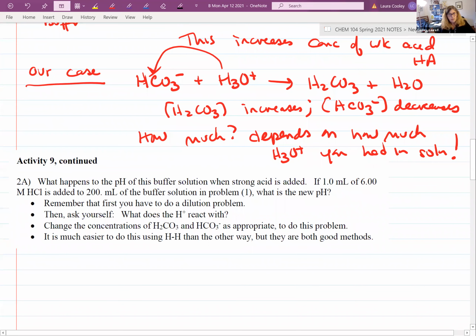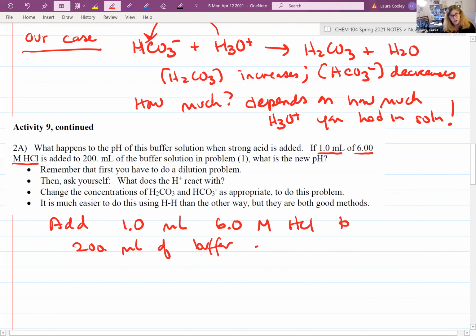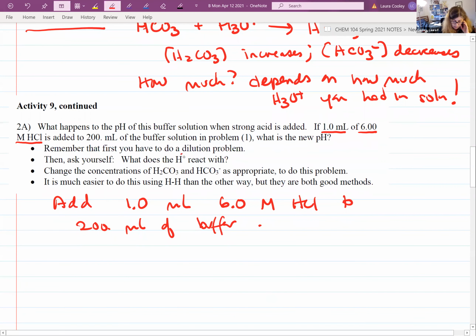So to put some numbers on this, if you add 1 milliliter of 6 molar HCl to 200 milliliters of the buffer, that's what's going to happen. So we want to know, how is the pH going to change? The first thing you have to do is solve a dilution problem, because you're adding strong acid to this solution. Right after you add it, you have a certain concentration of that strong acid, and you need to figure out what that is. So you will do an MDVD is MCVC problem, and you'll get your MD.